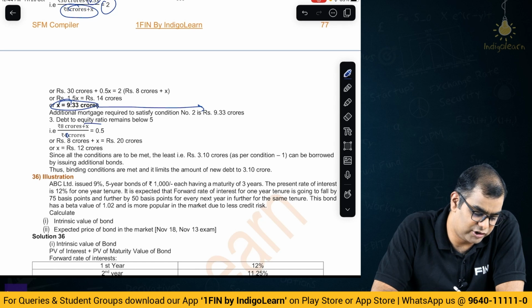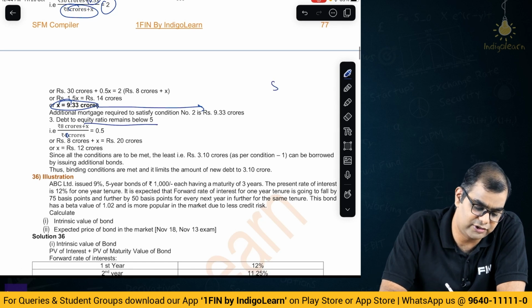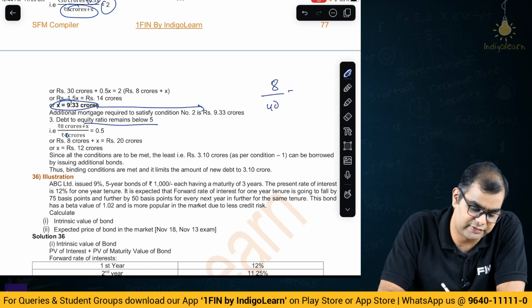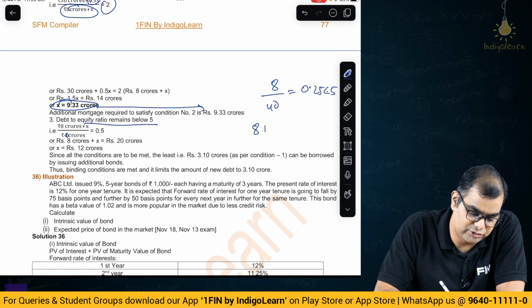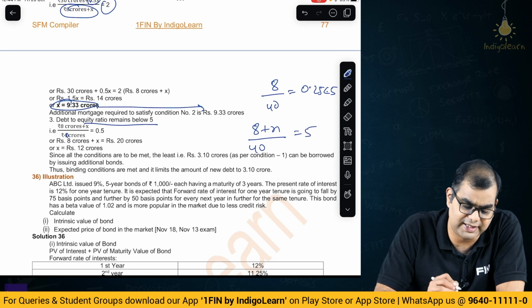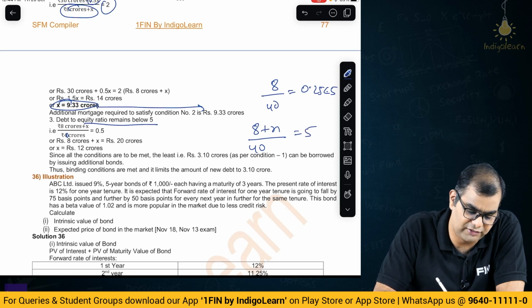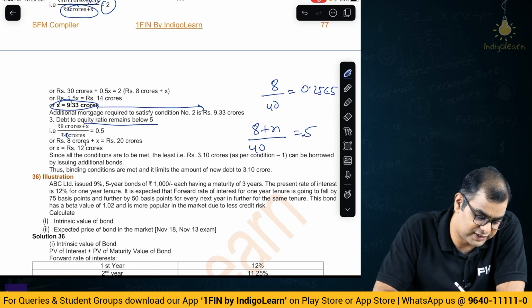Third covenant is debt to equity ratio to remain below 5. What is current debt to equity? 8 is the loan, 40 is the equity, it is 0.25, less than 0.5. So, how much debt can you take such that this ratio is equal to 0.5? So, you solve for this, what you get is equal to 0.5, again I made a mistake, 0.5. So, you solve for this, you get value of x as 12 crores.